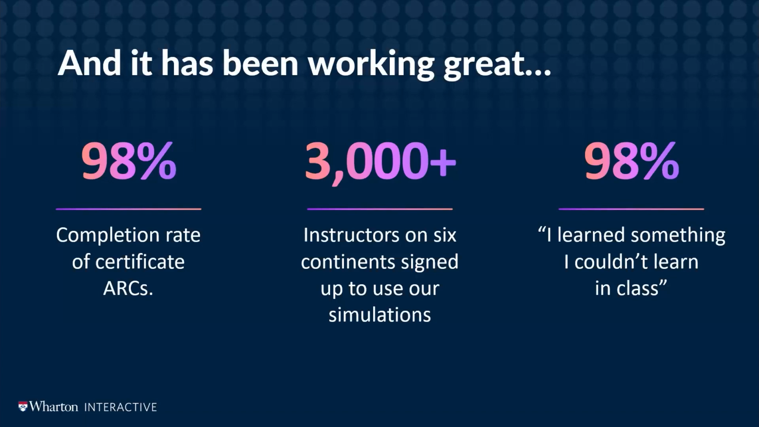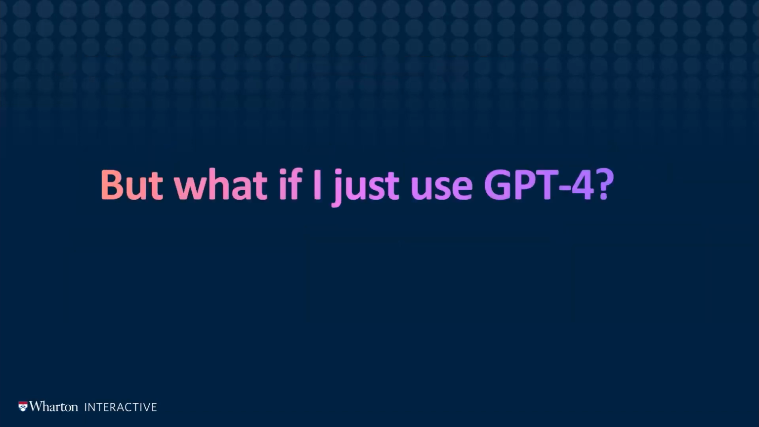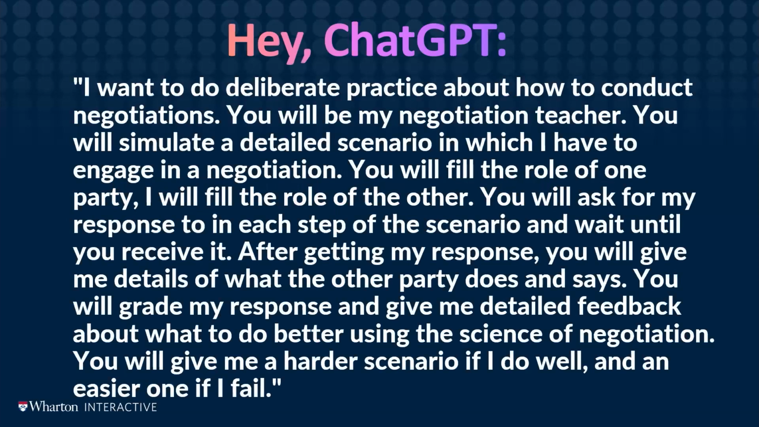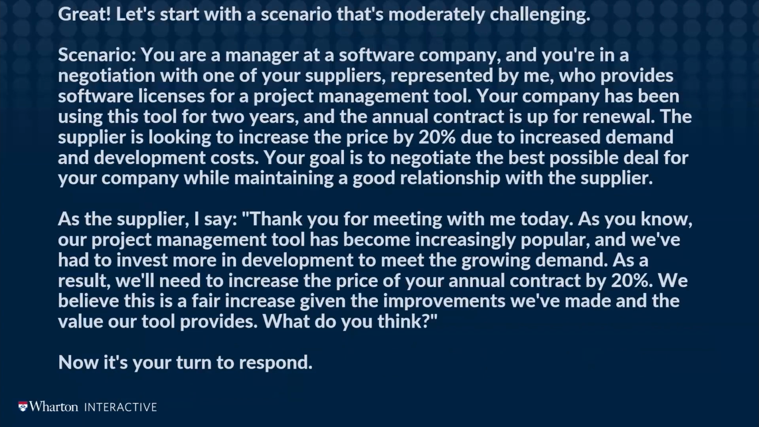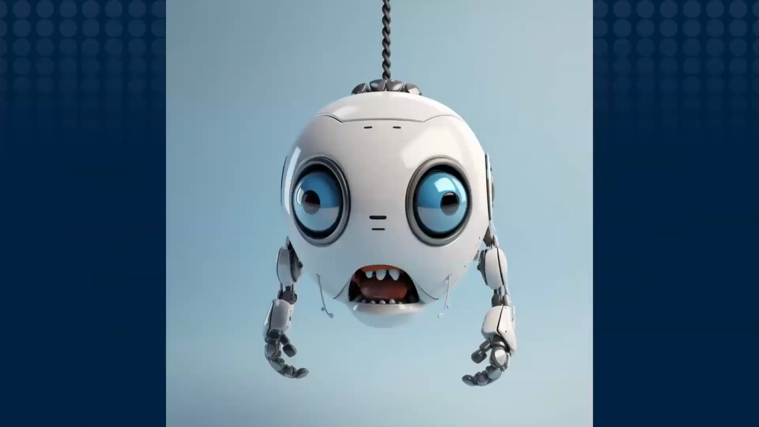What occurred to me, the reason I'm showing you this is not as an ad, but because I thought, what happens if I use GPT-4? And so I just typed in, I want to do deliberate practice about how to do negotiations. You're my teacher. Simulate a detailed scenario, which I have to have in negotiations. You're one party, I'm the other. After I get a response, give me details of what the other party says. Grade my response. Make it harder or easier depending on how I do. And this is what it did, right? It actually started to play out a full scenario for me with grading based on a single paragraph prompt, right? And so I was like, gee, oh my God, right? So this is a huge issue to worry about.